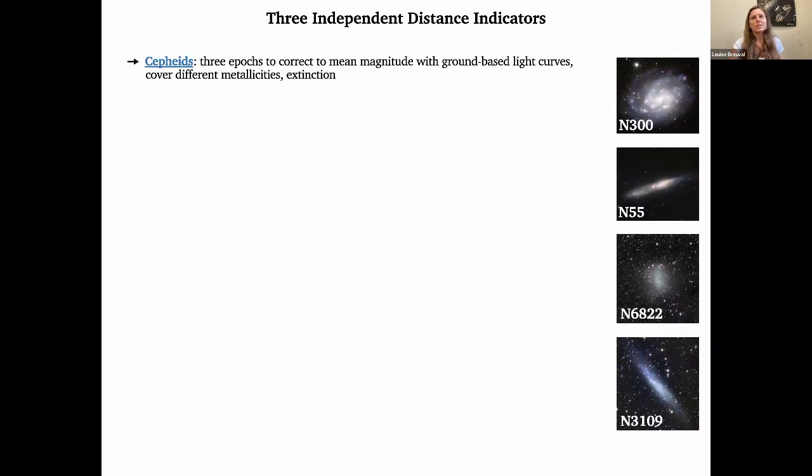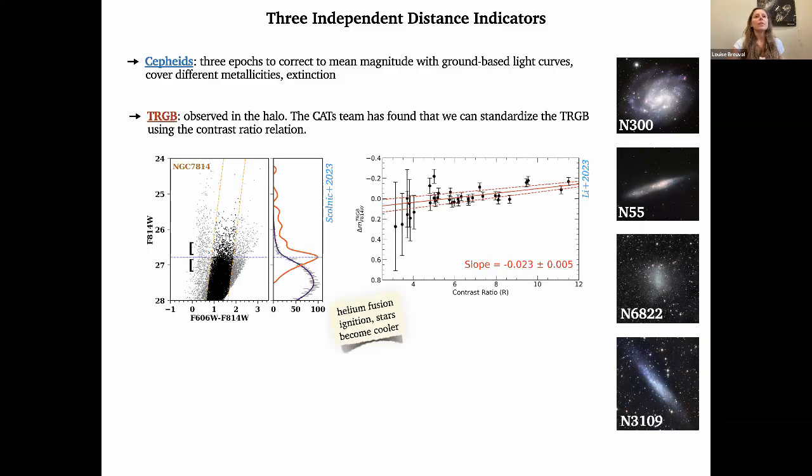So a few words on these different methods. For Cepheids, we observe 3 epochs with HST, and then we combine with ground-based light curve to correct mean magnitude. These galaxies cover different metallicities and extinction levels. Then we have the TRGB, which is completely independent.